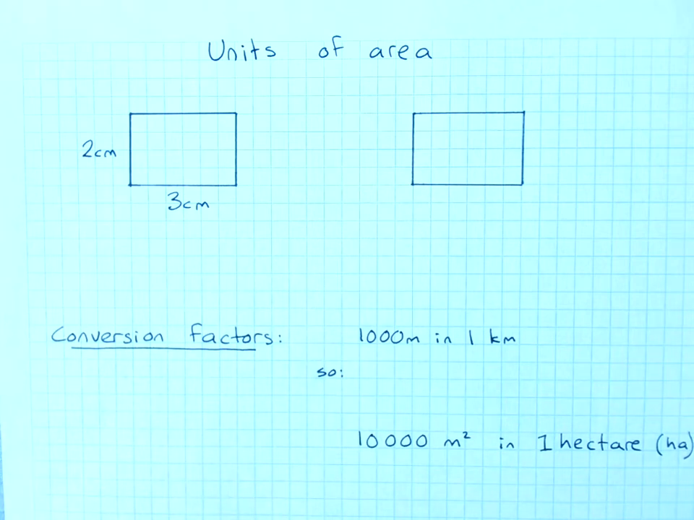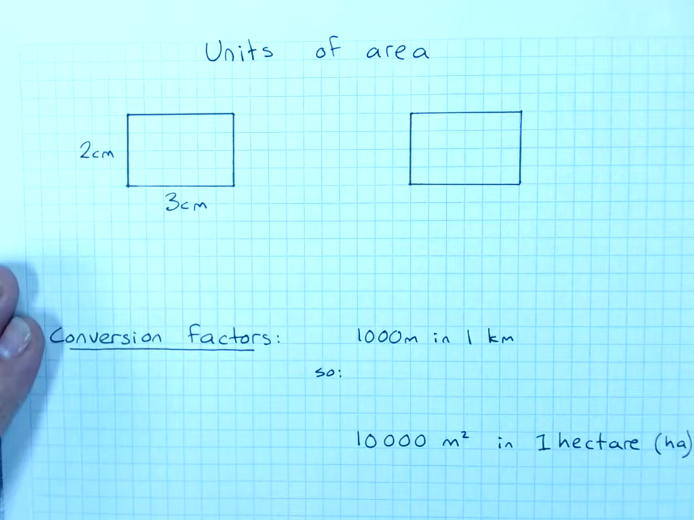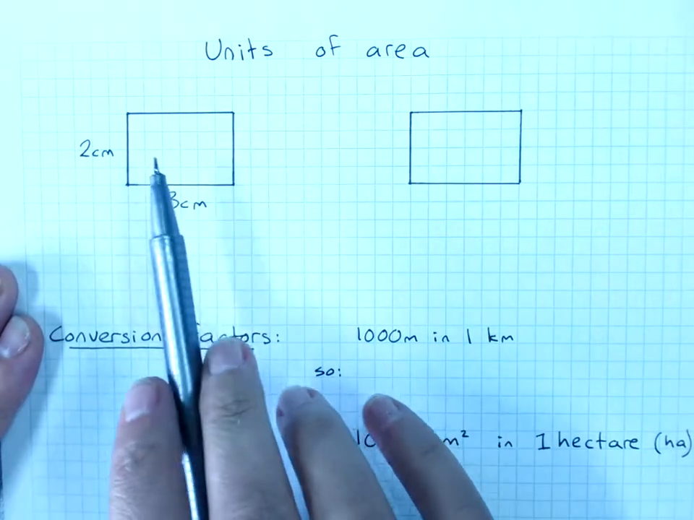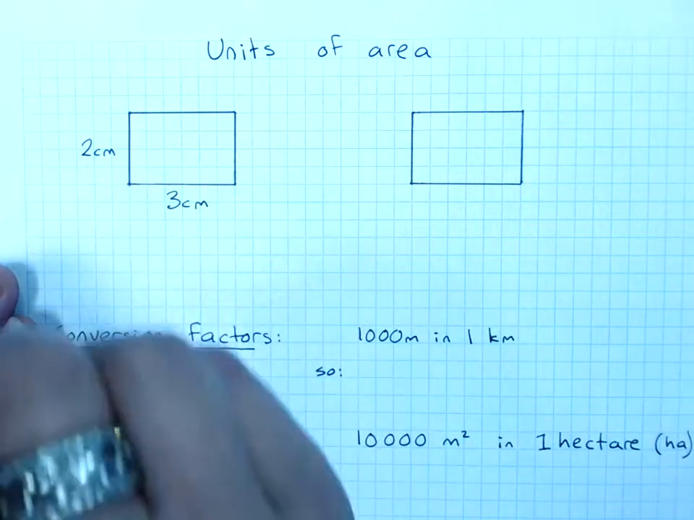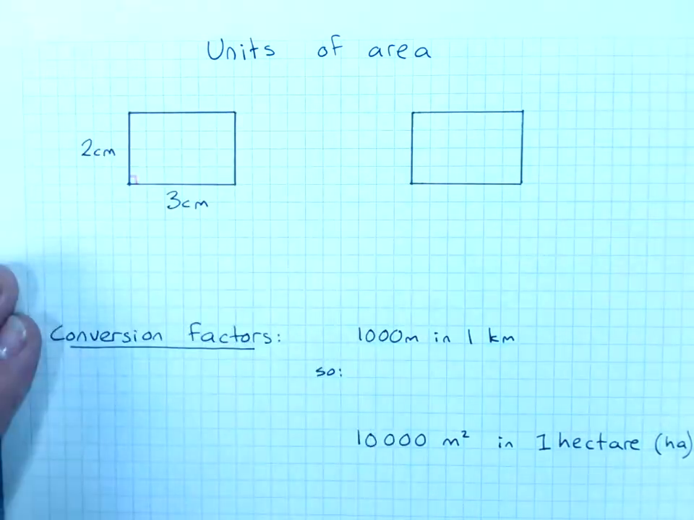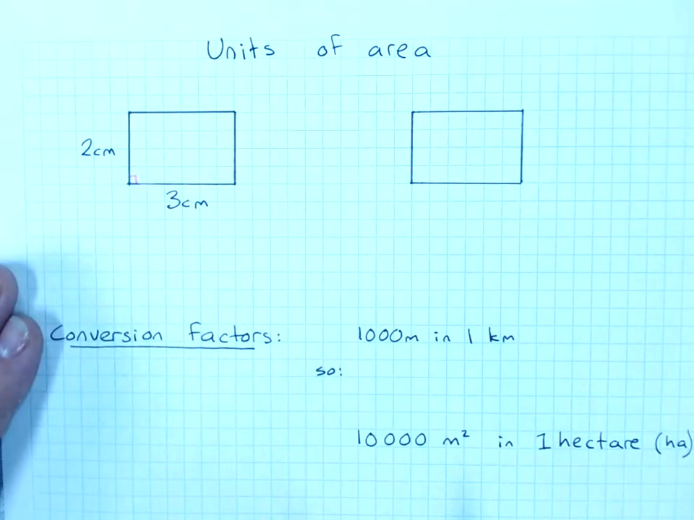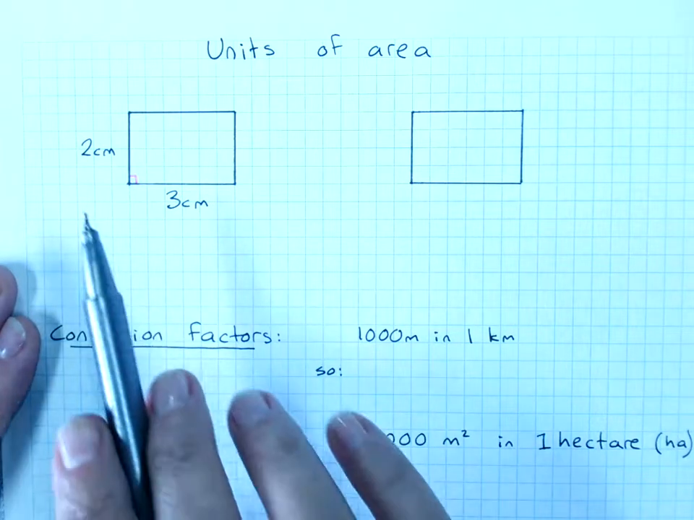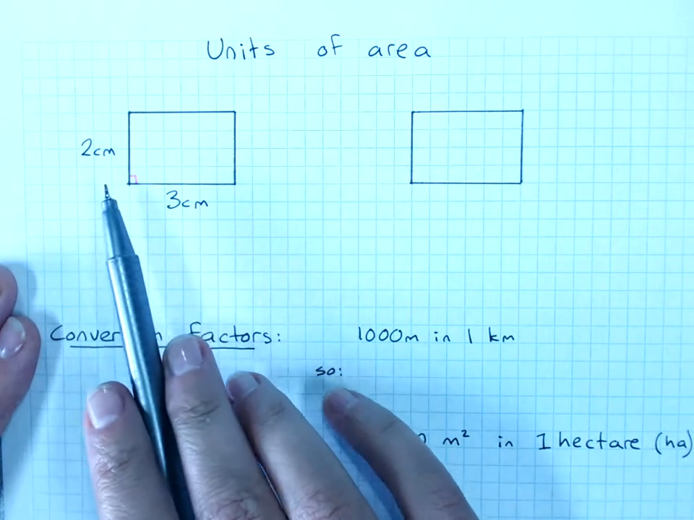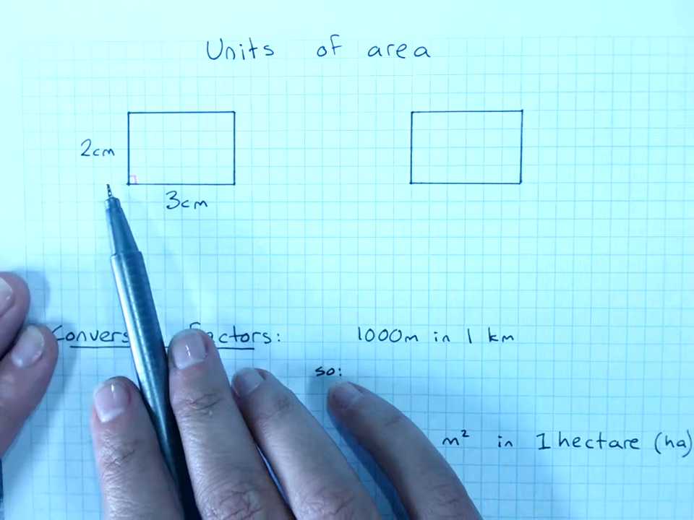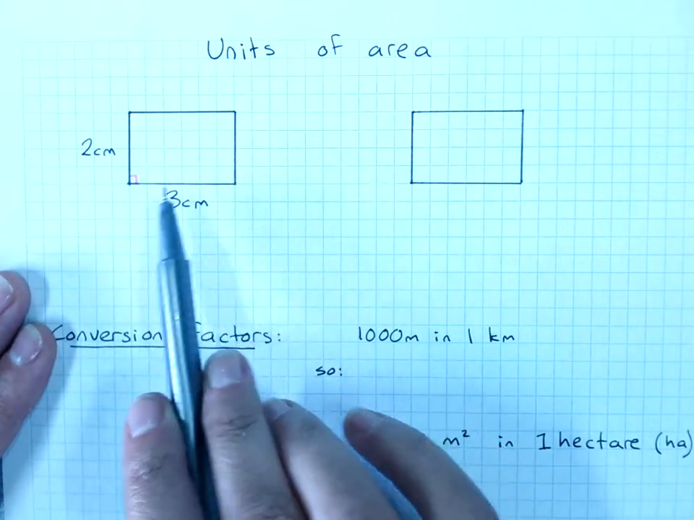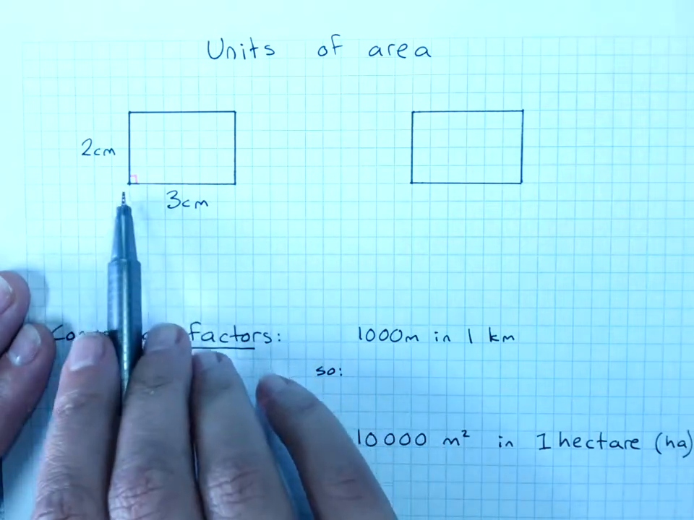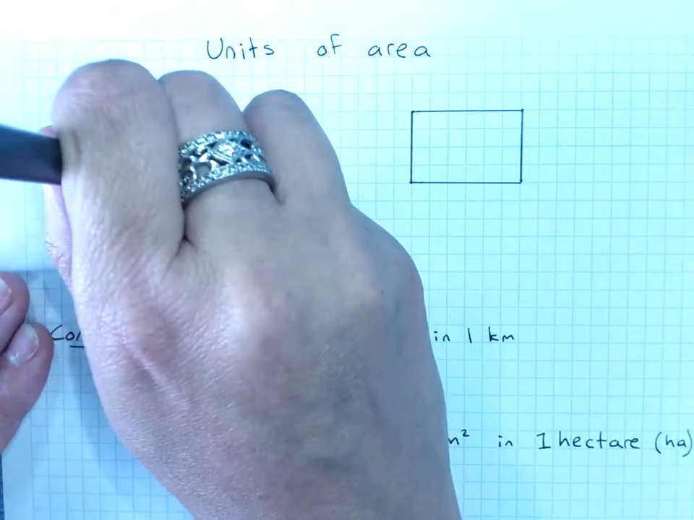Units of area. When we're finding the area of a two-dimensional shape, we're finding the space that it takes up in 2 dimensions. Dimensions are at right angles to each other, as we already know. And we already know that all of our area formulae are really just shortcuts to counting the number of square units. So I've got 3 centimeters here.